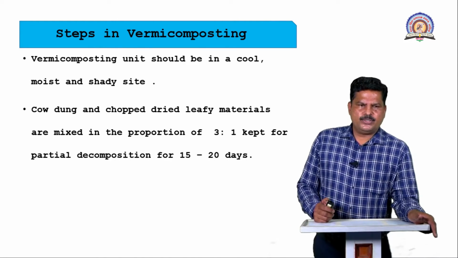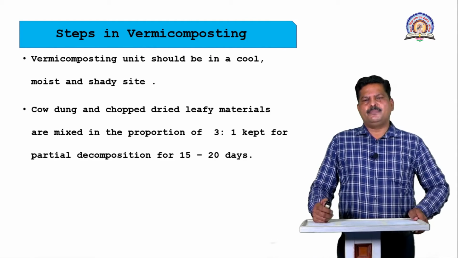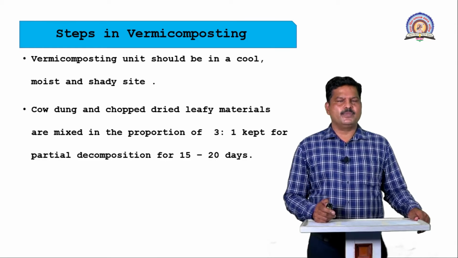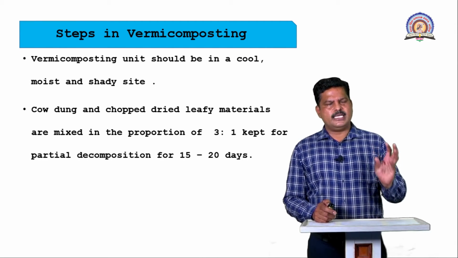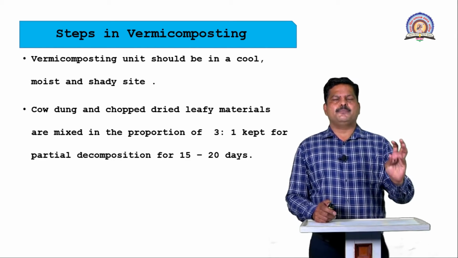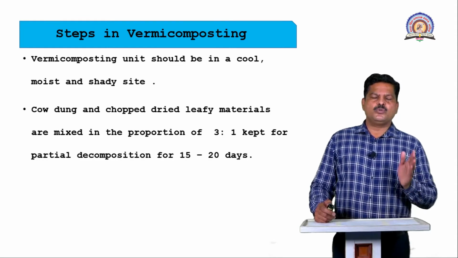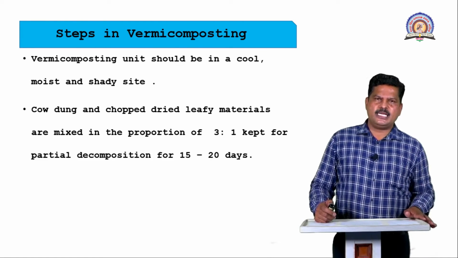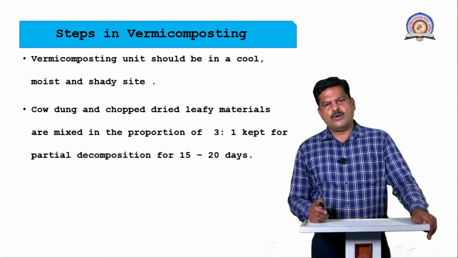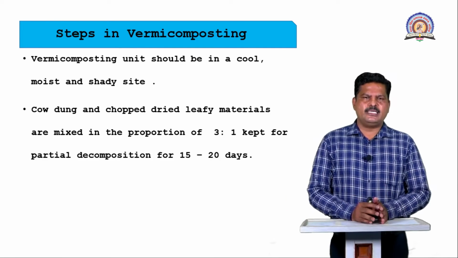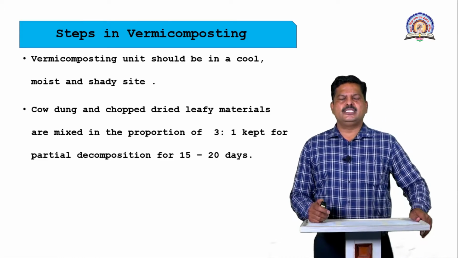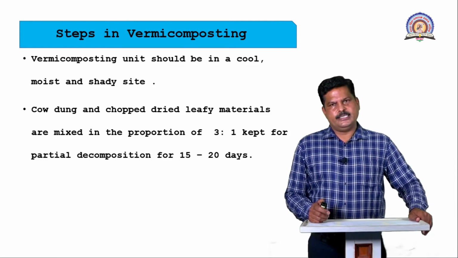Then the second precaution: cow dung and chopped dry leaf material are mixed in proportion 3:1. See, we have to collect the decomposed or chopped material, whose proportion is 3 parts, and only 1 part is the addition of cow dung slurry. So this cow dung slurry, when added to the chopped material, will help it decompose rapidly, and that material is decomposed for 15 to 20 days.